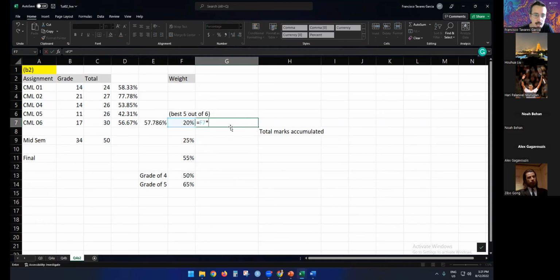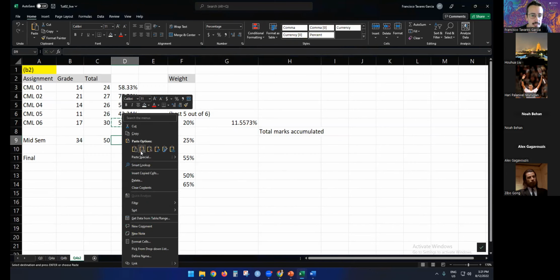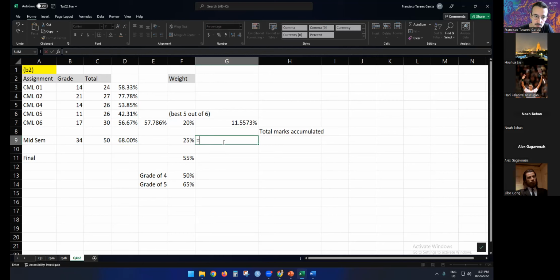Let's multiply both of them. We got 11%, a little bit worse than the previous one. Same marks for the mid-sem. I will just copy and paste. 68%. This same guy, no, this won't work. Multiply this by this. How much do we have? One plus the other. 28% now.